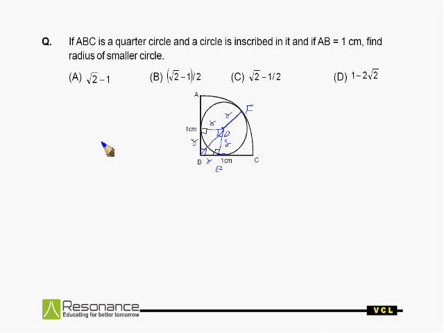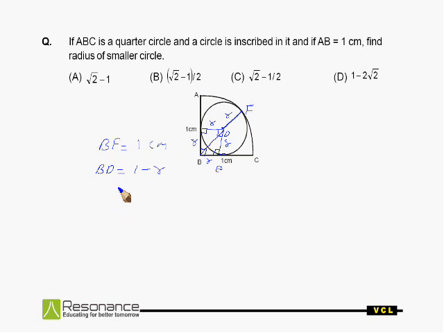The distance BF representing the radius of the quarter circle is 1 centimeter. Now the distance BD is 1 minus r, because BD can be found as BF minus DF. The BF is capital R, or let's say 1 centimeter, and the DF is r. So the BD is 1 minus r.